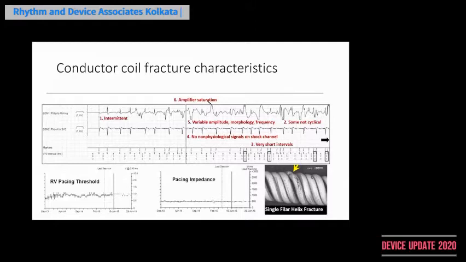Second, it is usually not cyclical. It can be cyclical, but usually not. Third, it is usually associated with a very short RR interval, maybe here 120, 180, 170. These are not physiologic RR intervals. Then you see that this must be something related to the lead. Fourth, there is no signal on the shock channel. Fifth, it has variable amplitude, morphology, and frequency. And sixth, there is amplifier saturation.